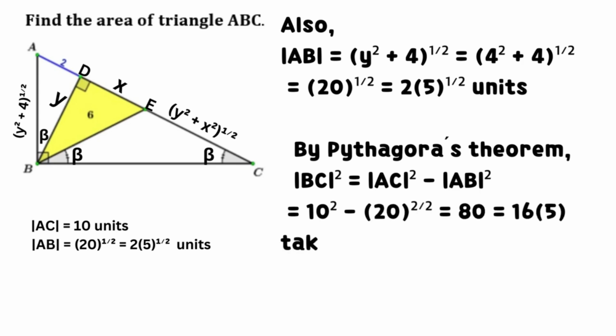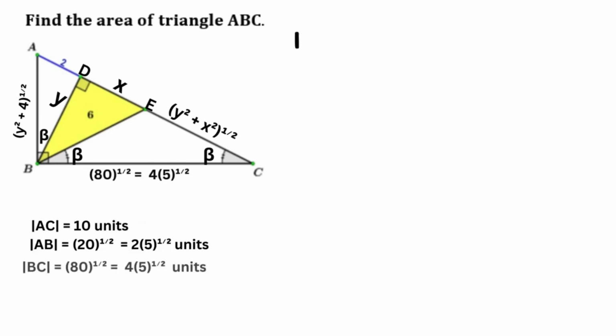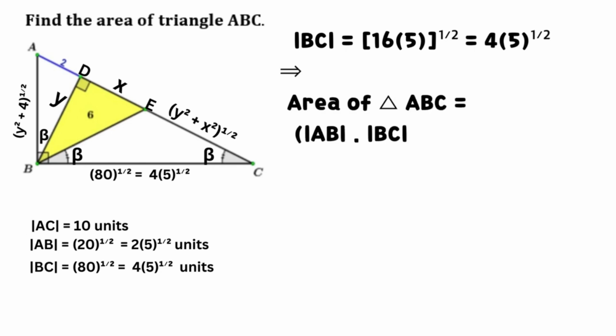By Pythagoras' theorem, the square of BC equals the square of AC minus the square of AB, which equals 80 or 16 times 5. Take the square root of the equation. It implies that line BC equals the product of 16 the square root of 5, which equals 4 times the square root of 5.